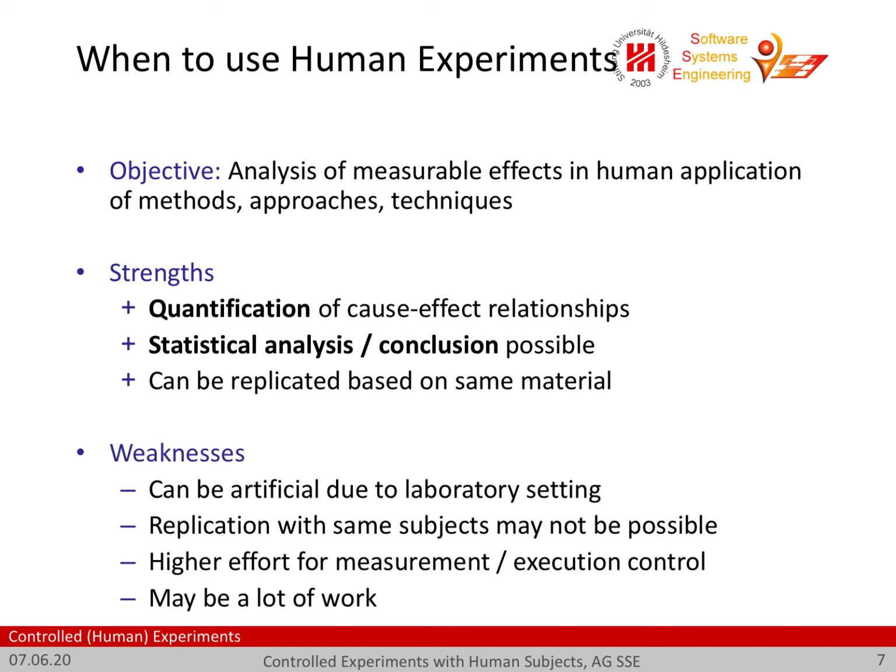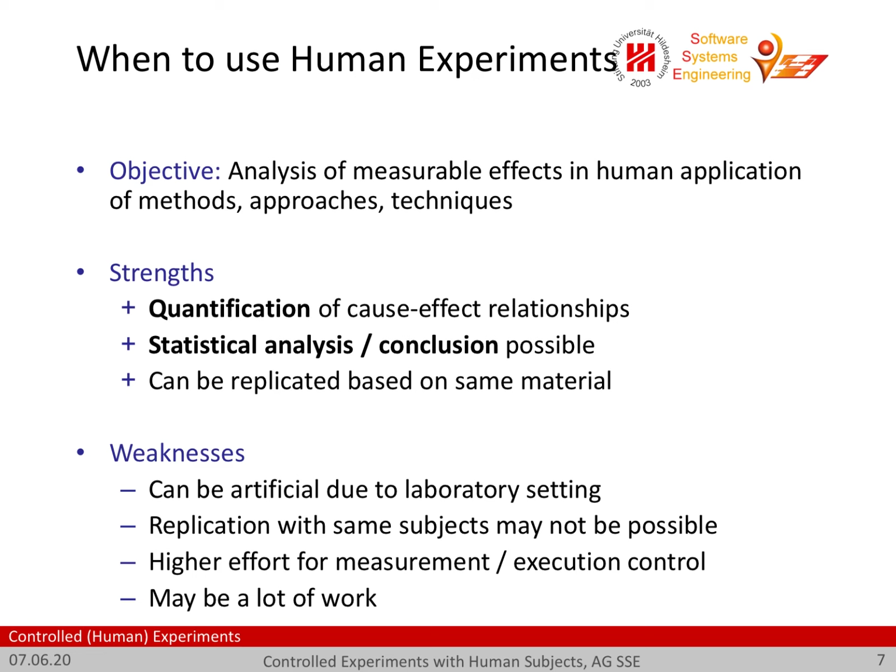On the other hand, there are definitely certain weaknesses that have to be taken into account when this method is to be selected. So we do experiments in laboratory settings. That's just what the basic idea is. We create an artificial environment, an artificial setting in which an experiment runs. And of course, that can influence how people behave, leading to results that may be different from what would be expected, or which I could observe in a different context.